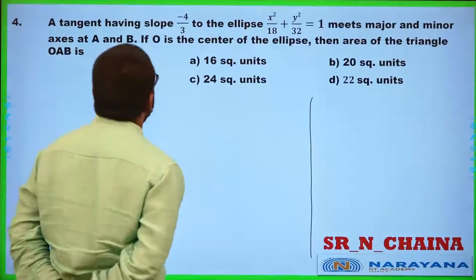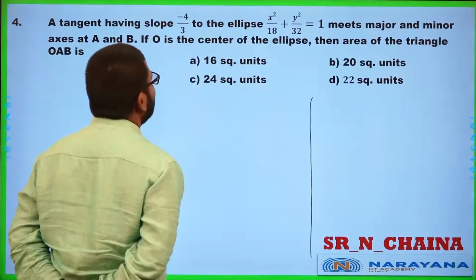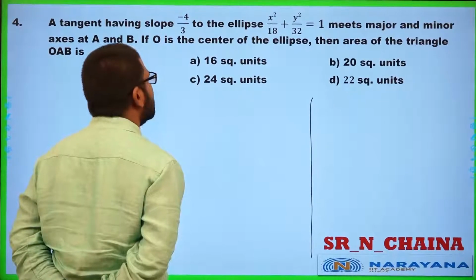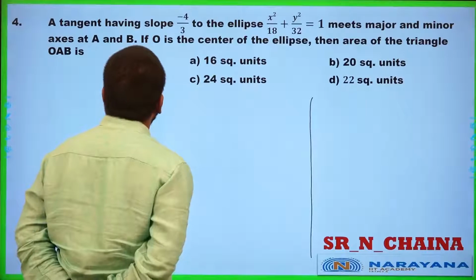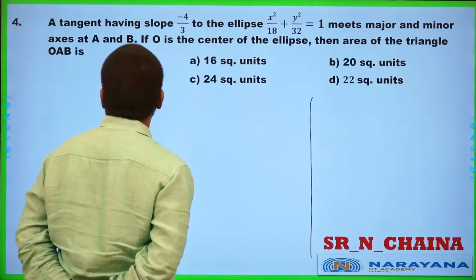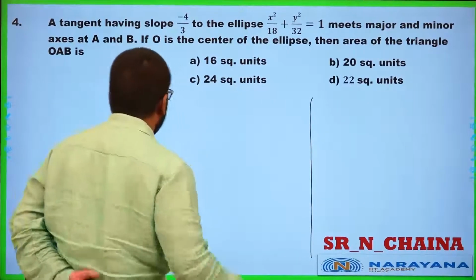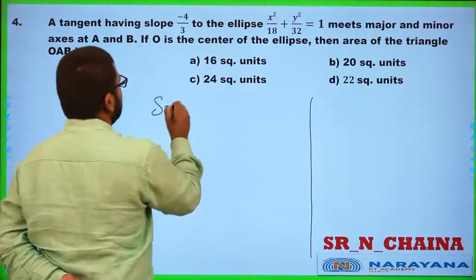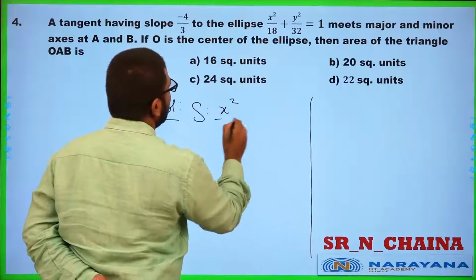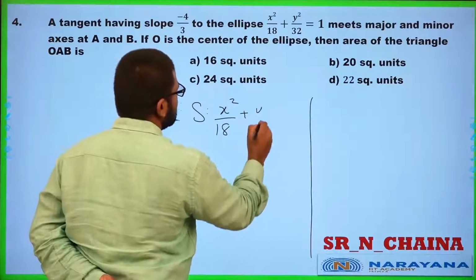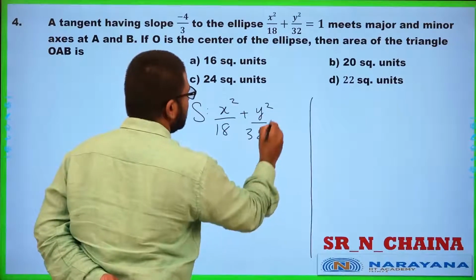A tangent having slope minus 4 by 3 to the ellipse x square by 18 plus y square by 32 equal to 1 meets the major and minor axis at A and B. If O is the center of the ellipse, then area of triangle OAB is what? Alright. So once again, we have a standard ellipse x square by 18 plus y square by 32 equal to 1.